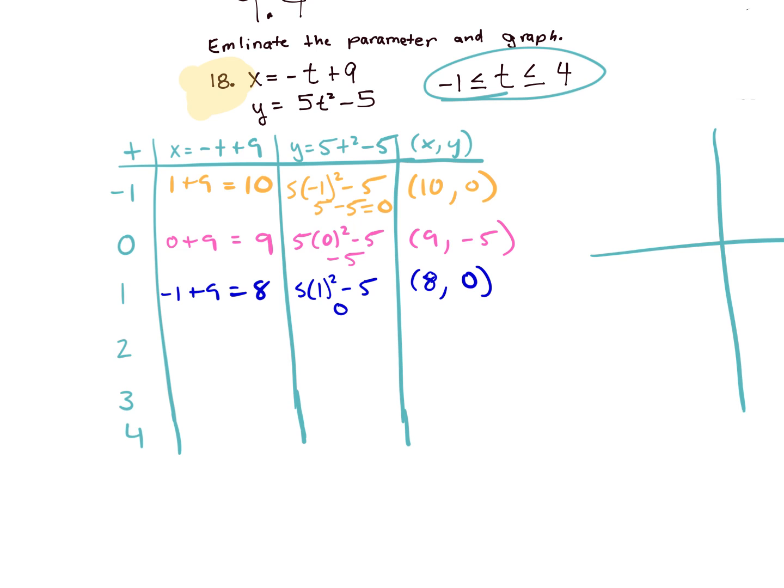Then we can plug in 2. We have negative 2 plus 9, which would be 7. So our x is 7. Our y would be 5 times 2 squared minus 5. So 2 squared would be 4. 4 times 5 would be 20. Minus 5 is 15.